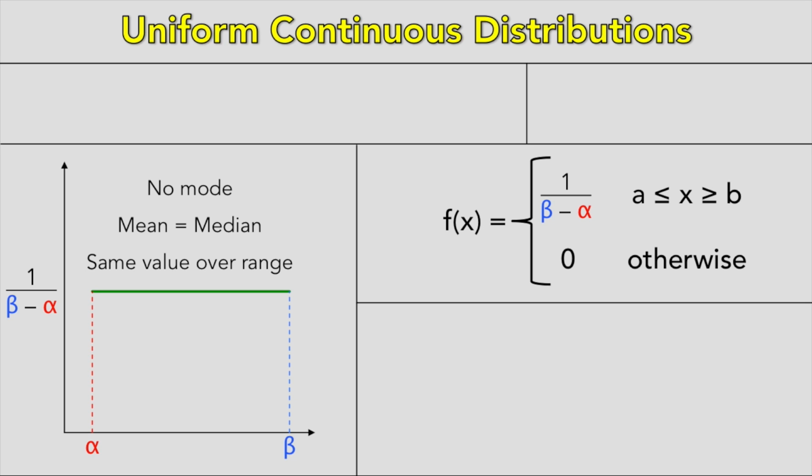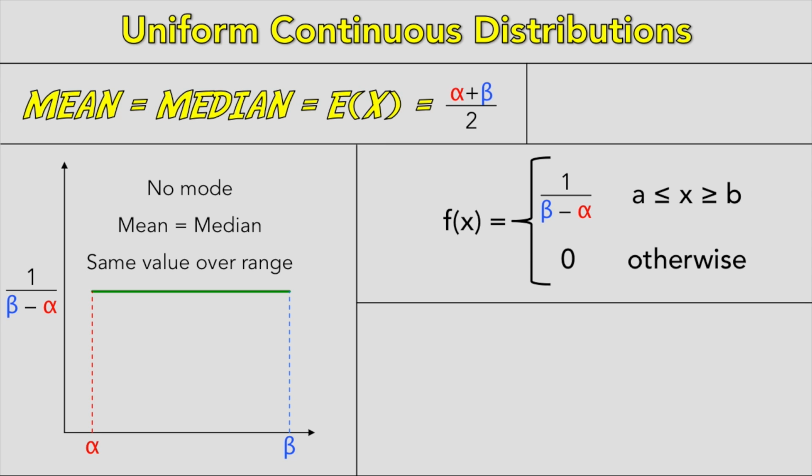Now, as we said, the mean would equal the median, which is just alpha plus beta over 2. You should know that, really. The variance is given by beta minus alpha squared divided by 12. I said that quite quickly.